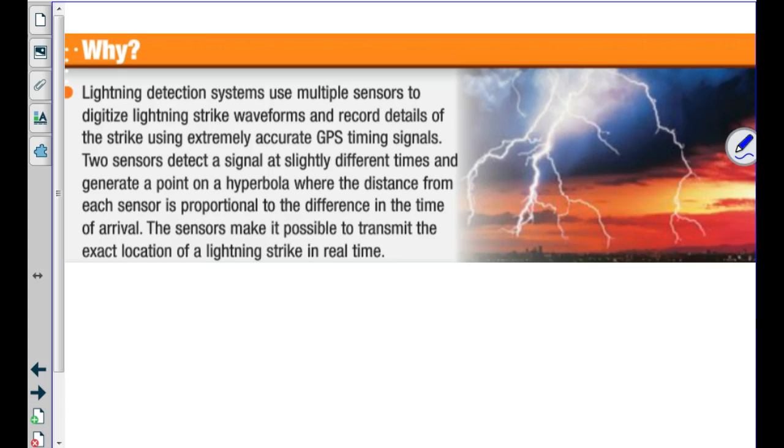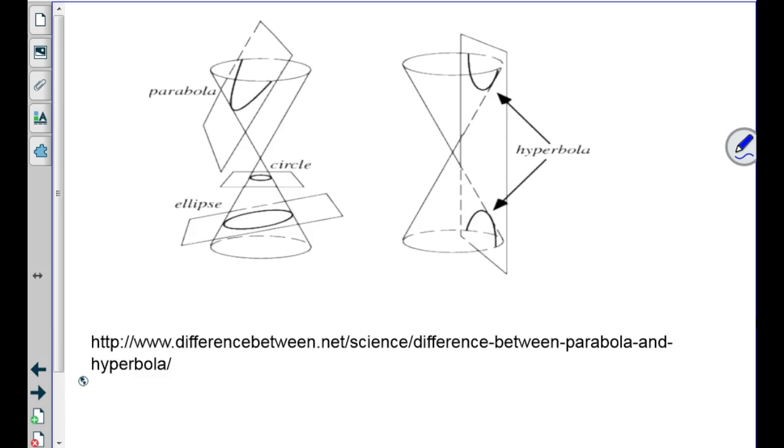It says 2 sensors detect a signal at slightly different times and generate a point on a hyperbola where the distance from each sensor is proportional to the difference in the time. Okay, so I don't really get all that, but this is a hyperbola. It has 2 branches, and there's going to be a focal point here and a focal point here. And I'll show you the fancy definition in a second.